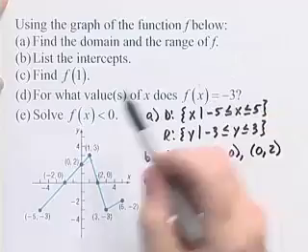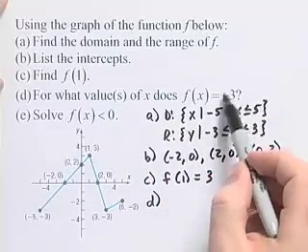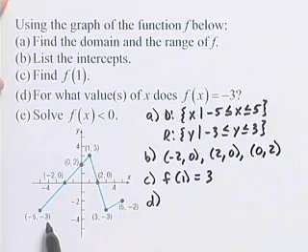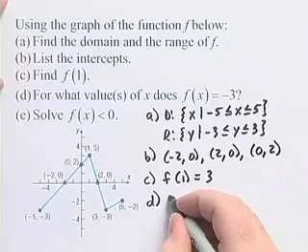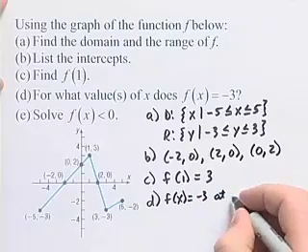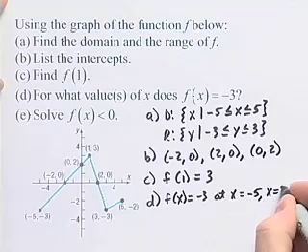For part D, we're looking for the values of x where the function is equal to -3. So here we're given the value of the function. So when you look at the y-coordinates, we'll see that y is -3 at 2 different points. And so f of x equals -3 at x equal to -5 and x equal to 3.